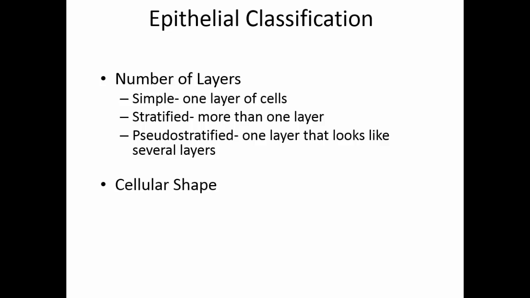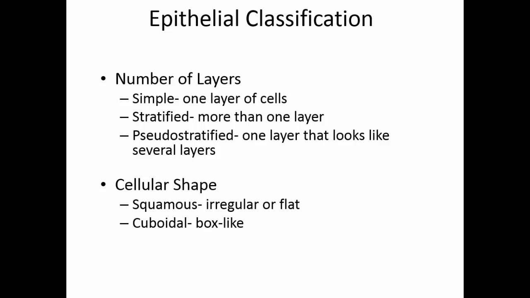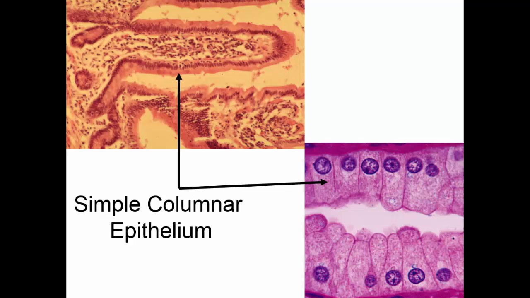Then there are 3 cellular shapes. Squamous cells are irregular or flat in shape. Cuboidal cells are box-like, and columnar cells are rectangular. So here we see some simple columnar epithelium. The cells are column-shaped, they're rectangular in shape, and there's only a single layer of them.